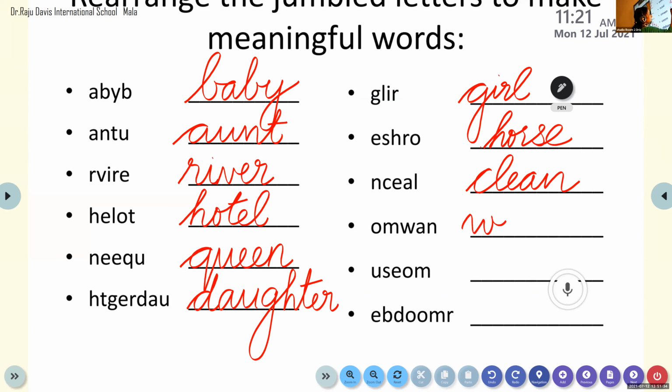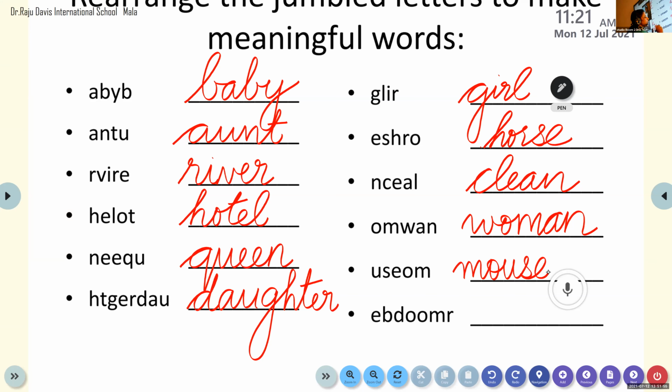Please don't write it again and again. Those who haven't completed, please see that you complete your work. Once we complete all the exercises, I'll be sending it in the WhatsApp group. Mouse. Please try to complete it during the session itself, children. So it'll be easier for you.